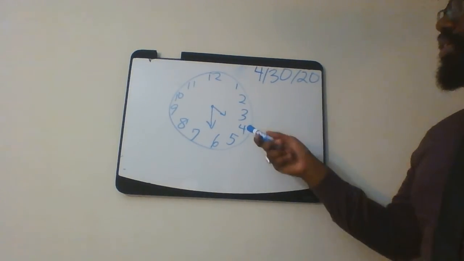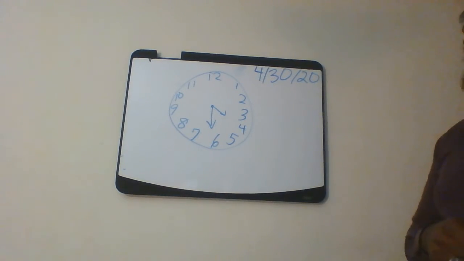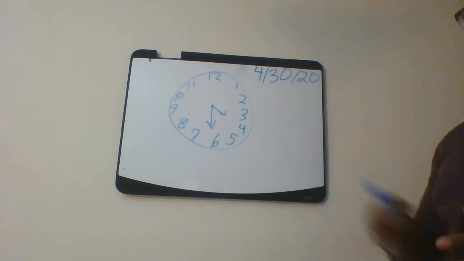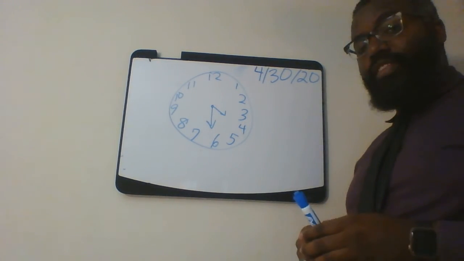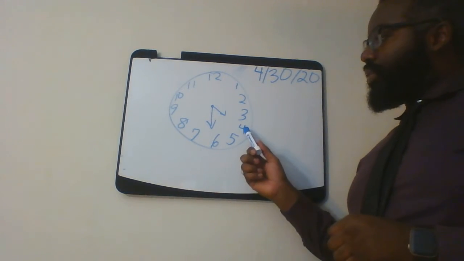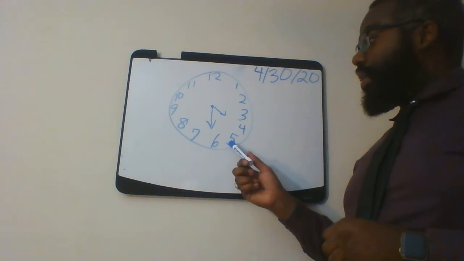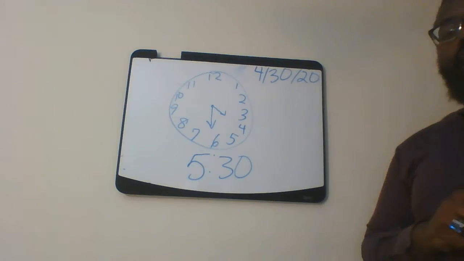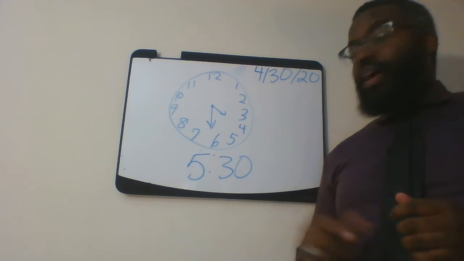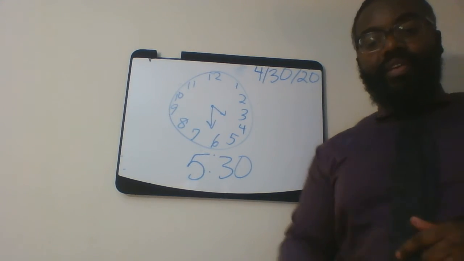As we look at this clock, the time says 4:30. So if it's 4:30, what's the next hour? Very simple. The next hour will be 5. The hour hand will be at the 5. So that will be 5:30. The next hour after 4:30 is 5:30.